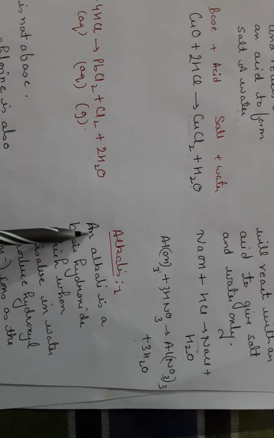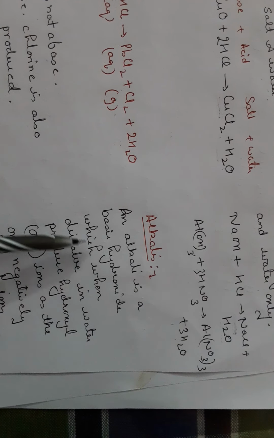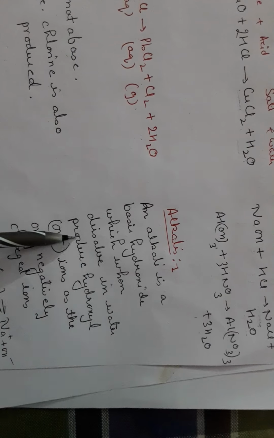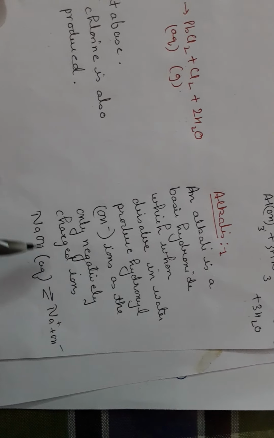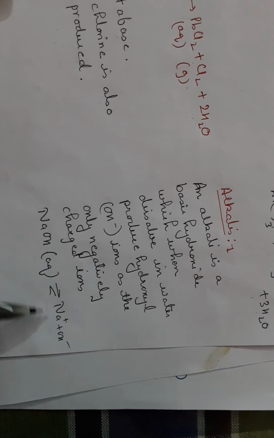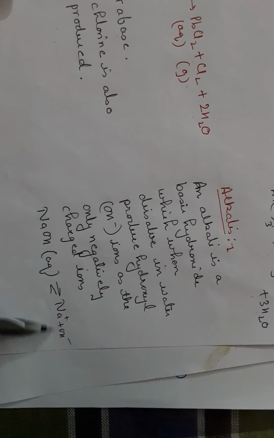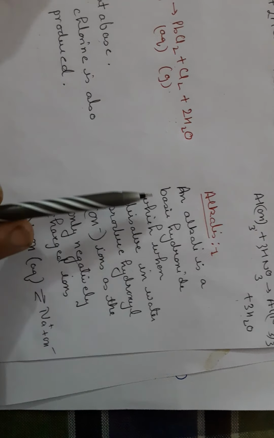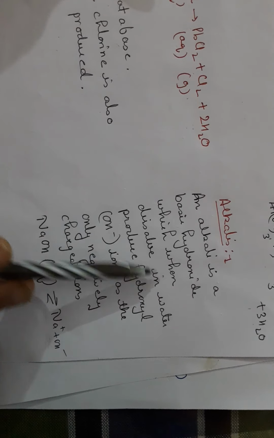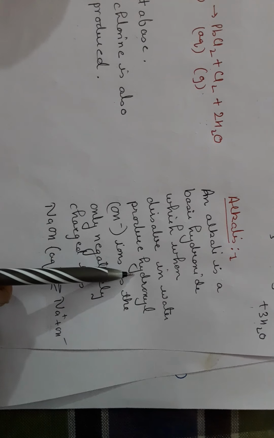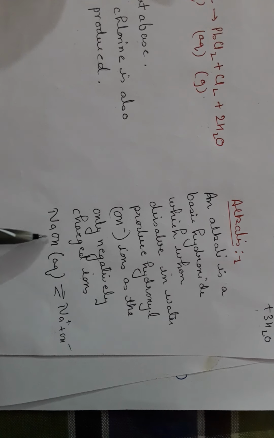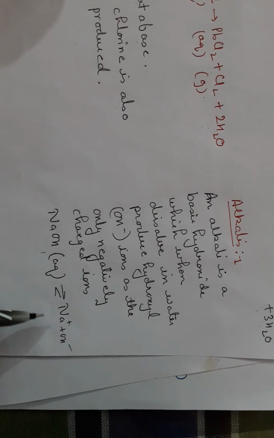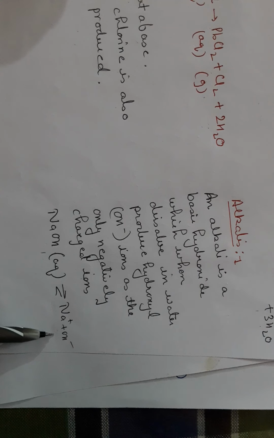Now alkali. An alkali is a basic hydroxide which, when dissolved in water, produces hydroxyl ions as the only negatively charged ions. For example, NaOH in aqueous solution gives sodium ions and hydroxyl ions. Again I am repeating, an alkali is a basic hydroxide which when dissolved in water produces hydroxyl ions as the only negatively charged ions.